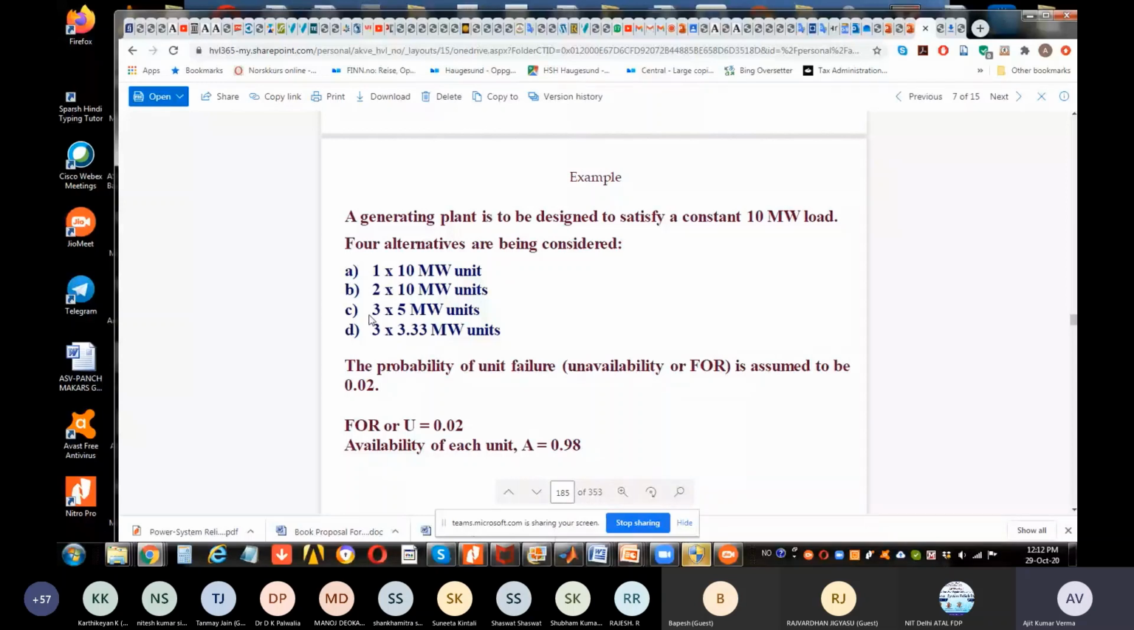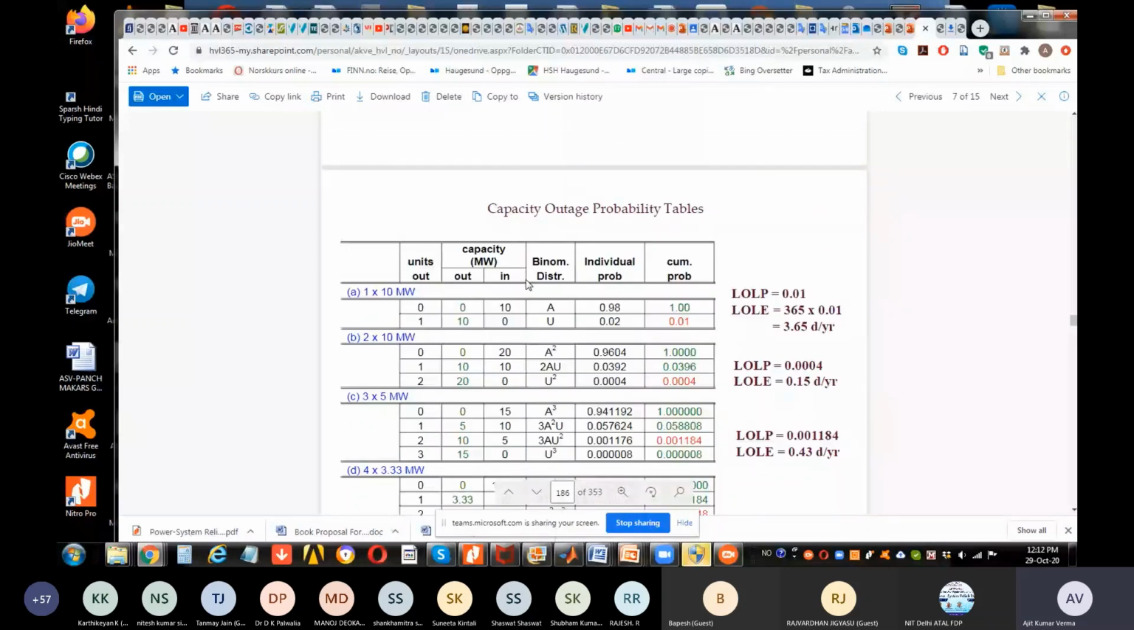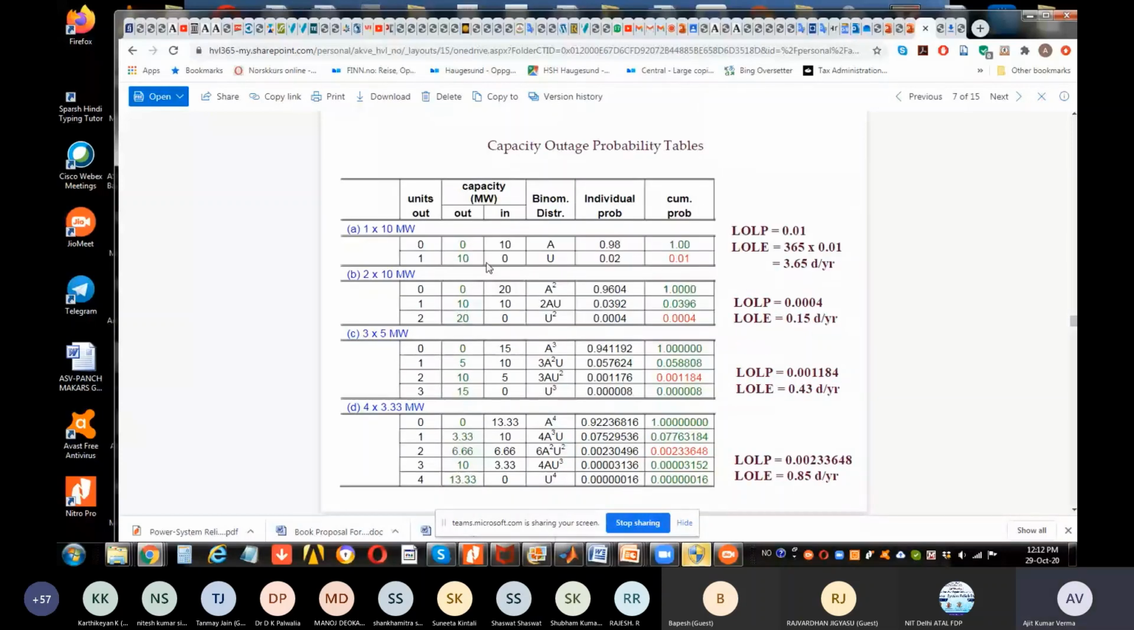Now you want to look at the LOLP, LOLE for all possibilities that we have discussed to figure out what could probably be the best in terms of the decision to deploy which combination.